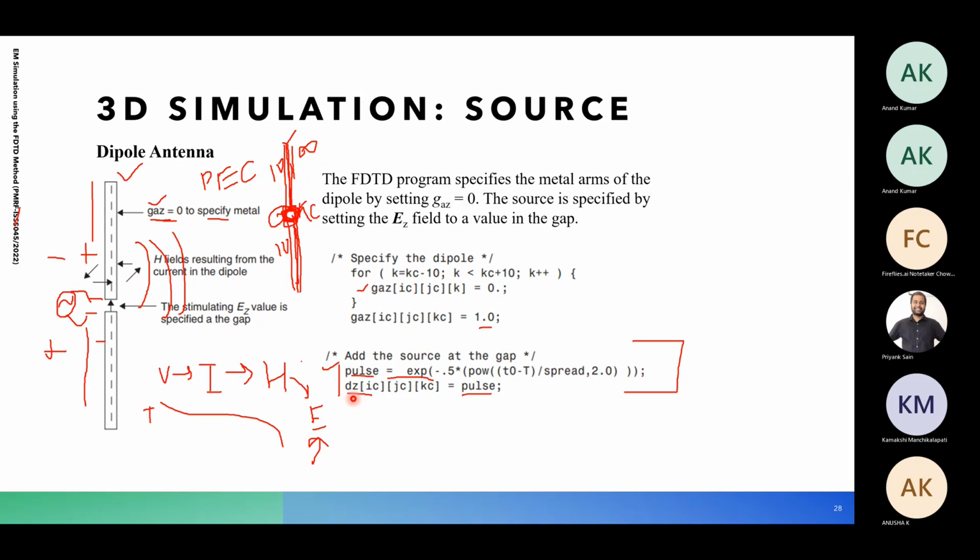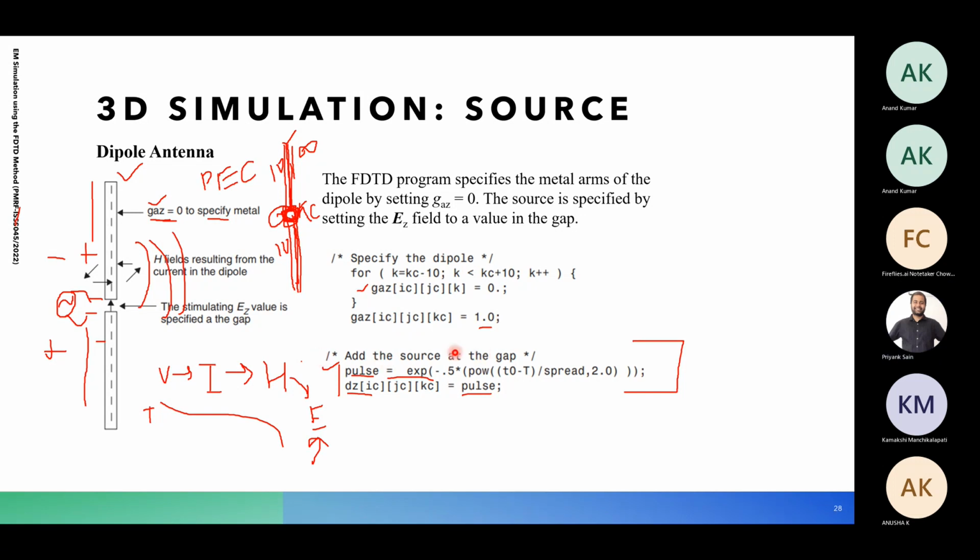GAZ specifies the media properties. So we are specifying the dipole, which is outside. This particular part of the code will be outside the main loop, where we have specified the dipole. So this dipole part is the material, and it is specified outside the time loop, the main part of the code which we write.